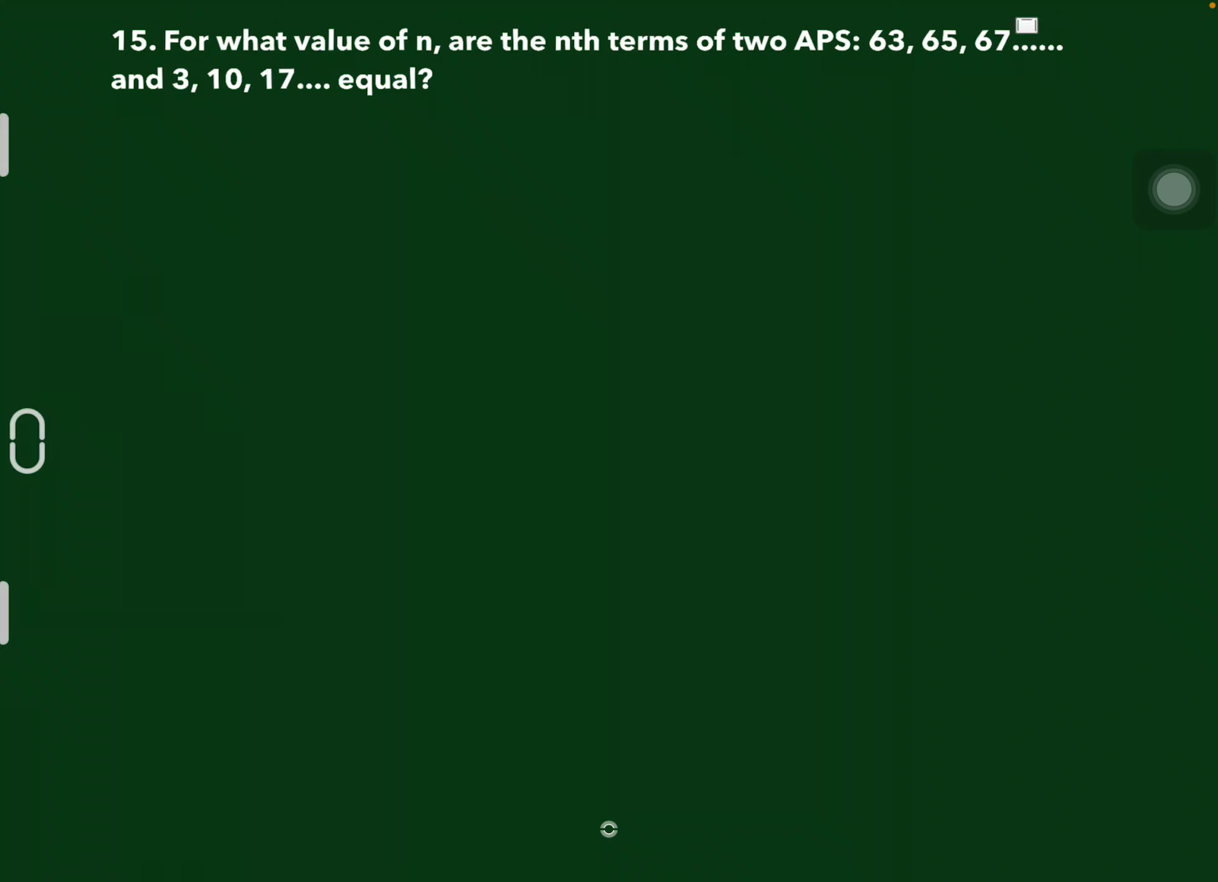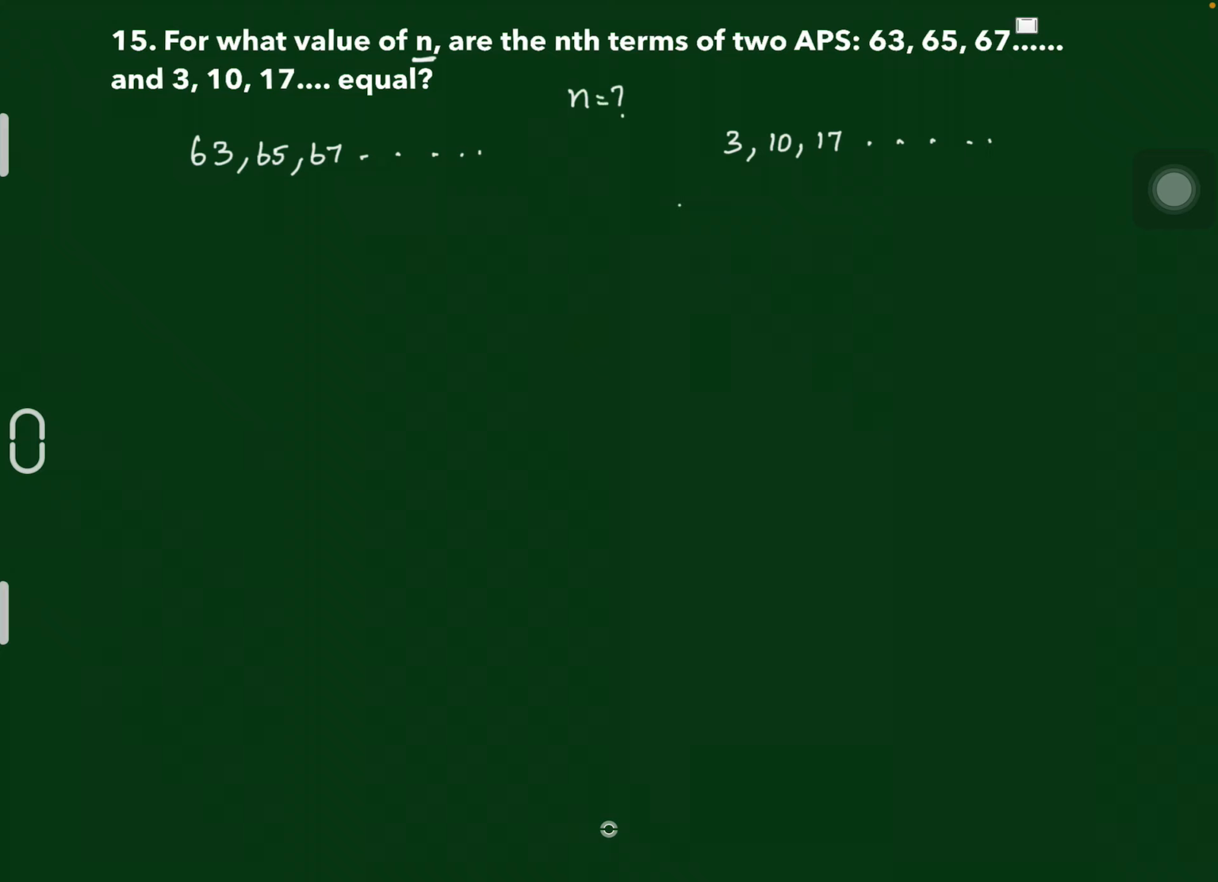See the next one. For what value of n are the nth terms of two APs 63, 65, 67 etc. and 3, 10, 17 etc. equal? So, you have to find the value of n. They have given two APs. The APs are 63, 65, 67 etc. and another AP is 3, 10, 17 etc. For some value of n, the nth terms of both the APs are equal. So, what is that n we have to find?